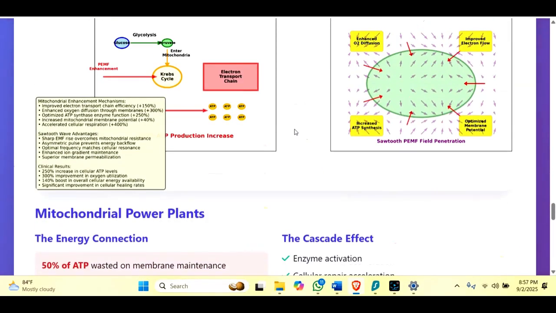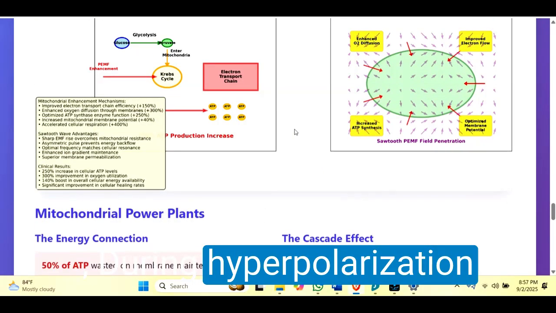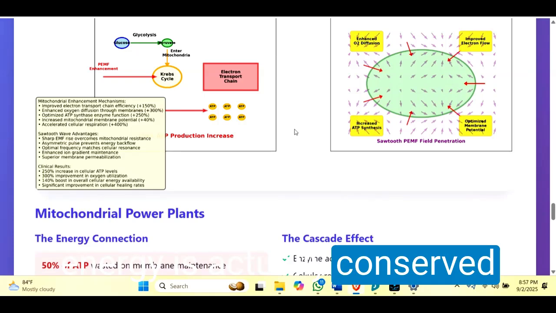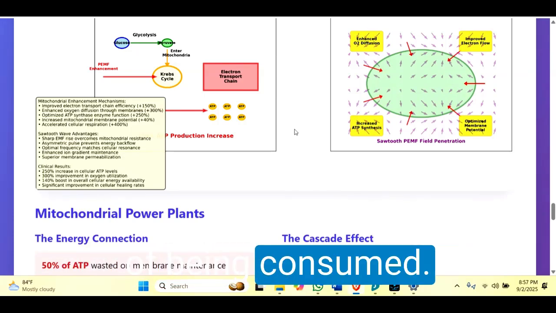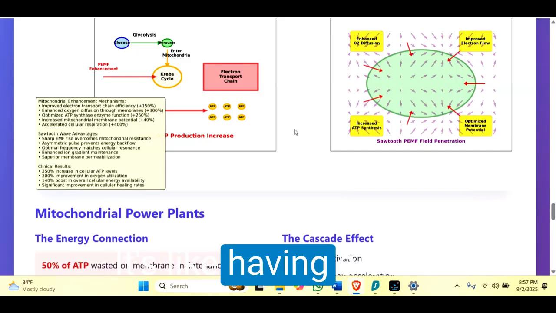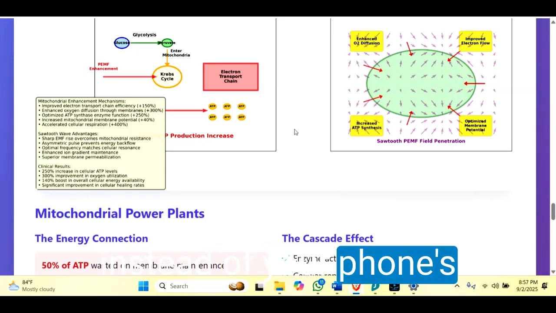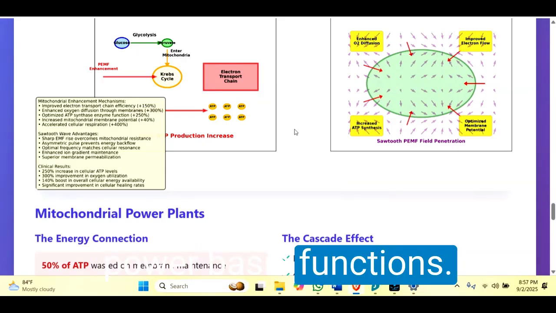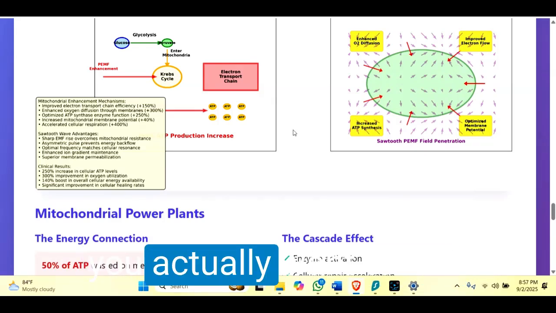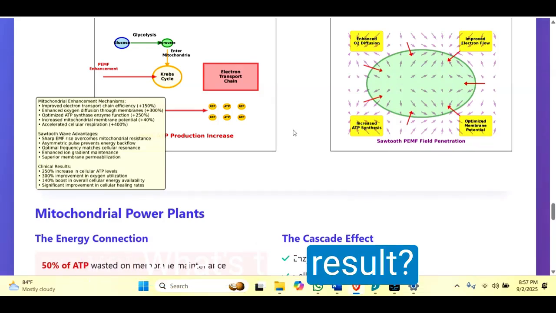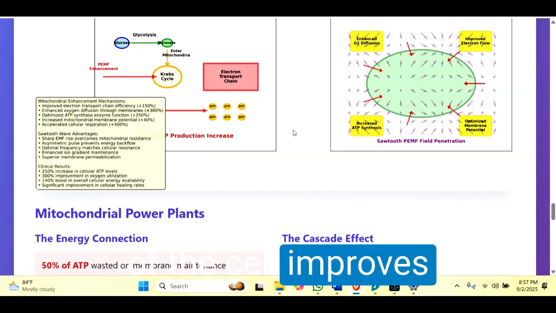No. During hyperpolarization, energy is actually conserved or even replaced instead of being consumed. It's like having a solar charger for your phone instead of your phone's battery draining to power basic functions. The external charger handles that job, leaving your battery free for all the apps and features you actually want to use. What's the result? The overall energy balance of the cell improves dramatically.